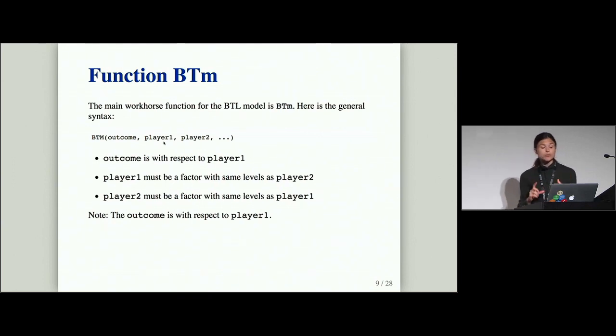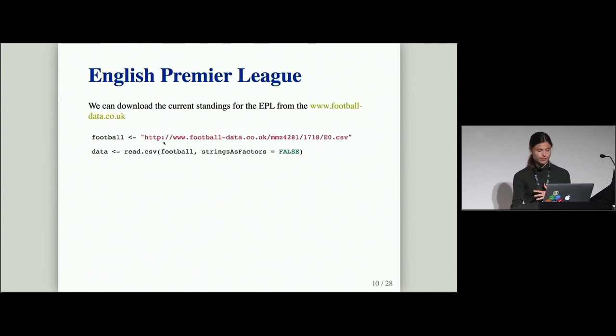Then player 1 and player 2 both have to be vectors that are factors, and they have to have an equal set of levels, so all of the same teams or player names are represented in each of those factors. And that's really all you need to get started.